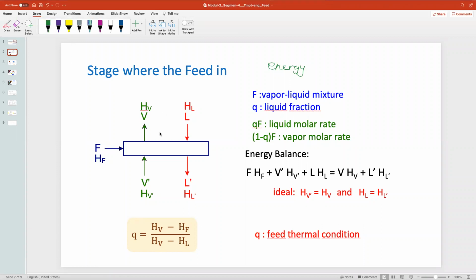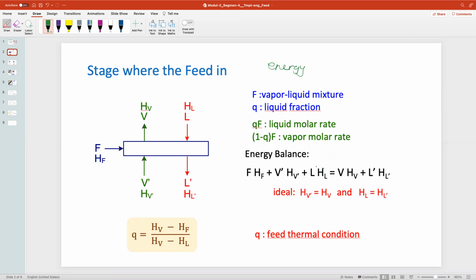Okay, so at the stage where the feed comes in, F with HF, let's check the balance. So F multiplied with HF, this is the input. And then also coming in there is a vapor, V dash, from the stripping, multiplied with its enthalpy. And also L, the liquid, is also coming in.